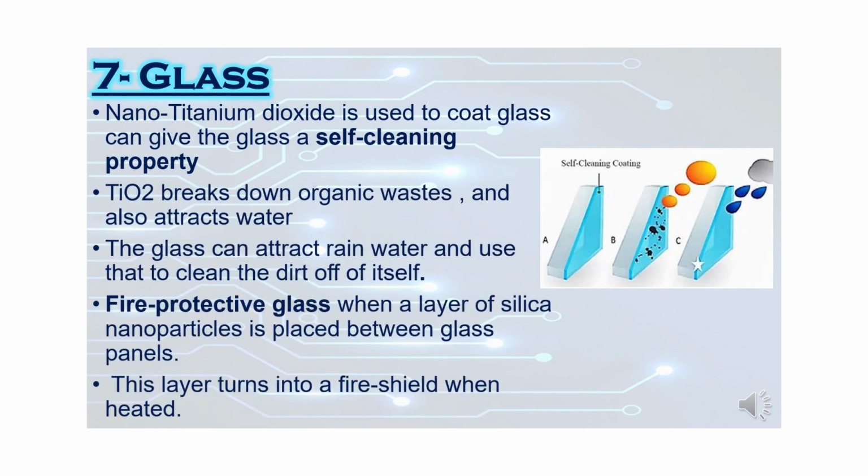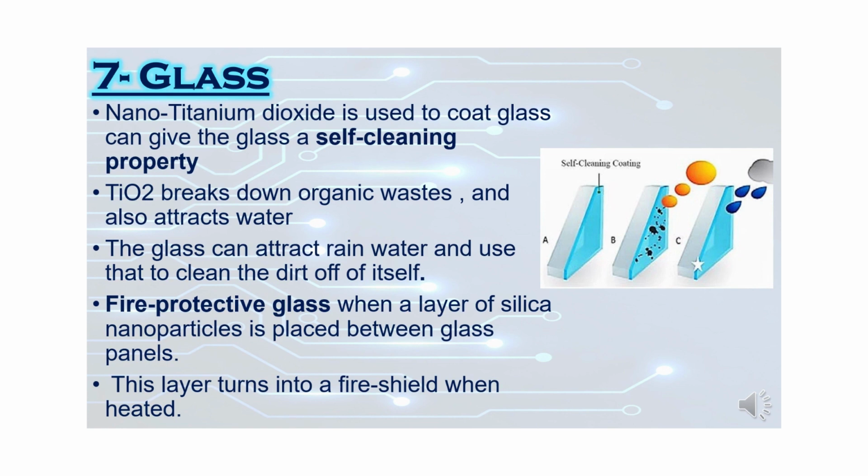The seventh construction material is glass. It can be coated with two types of nanoparticles. First is nanotitanium dioxide, which gives the glass the self-cleaning property. Titanium dioxide breaks down the organic phase. It also attracts water, so this attraction of water will help to clean off the dirt from its surface.